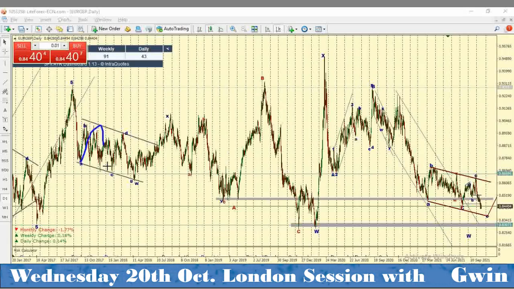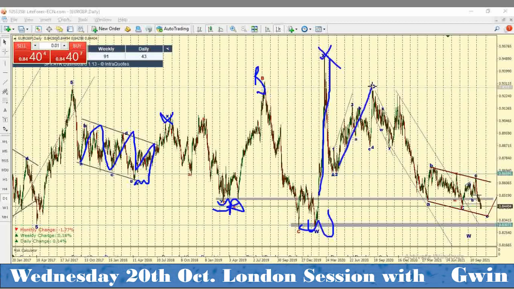So we had this small consolidation here, which also created an XWX, and we had a Y here, which created the A. So we had an A, B, and then we had a C, which created a W. Then we have a run to the upside, which created an X. So we have a three-wave move, or we're looking at a consolidation or a contraction. We also have what looks like a zigzag here.